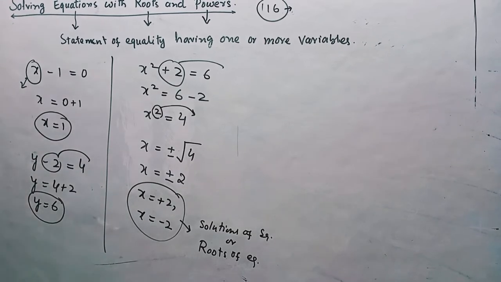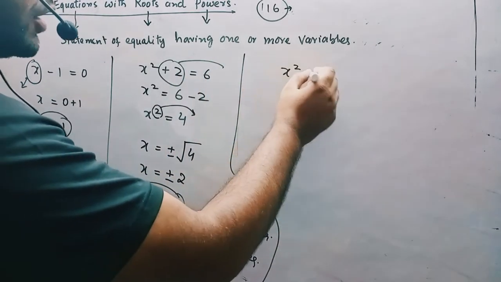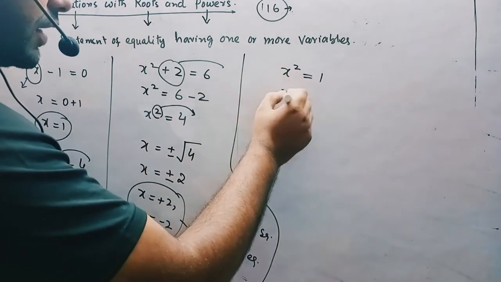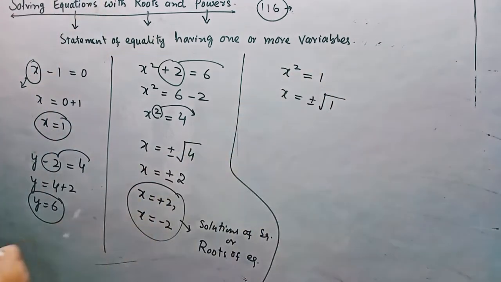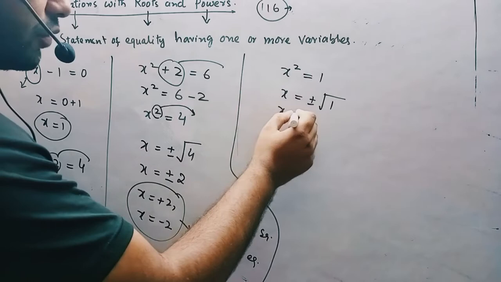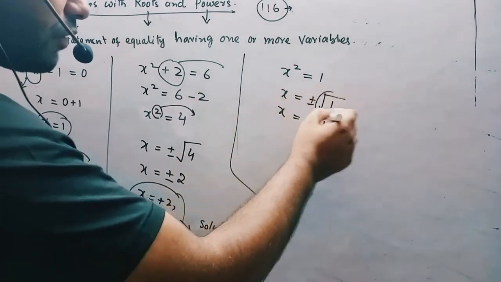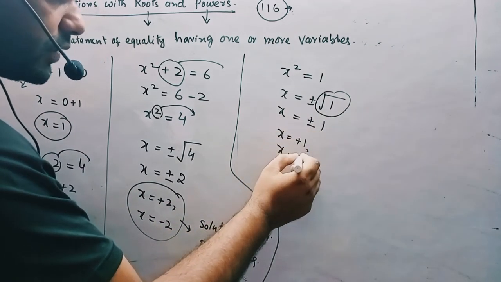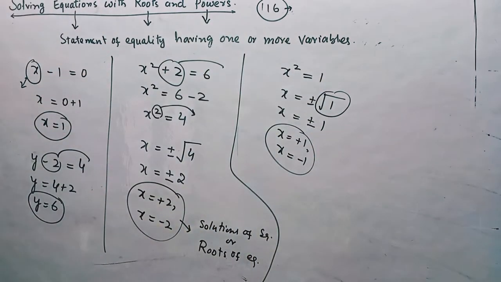Now we will check why there is plus minus. I will give you a simple example. If I write x square equals 1 and I am going to solve it, I will write x equal to plus minus square root of 1 when I am transposing. x equals plus minus 1 because square root of 1 is 1. So x equal to plus 1 and x equal to minus 1 are the roots of the equation x square equals 1.